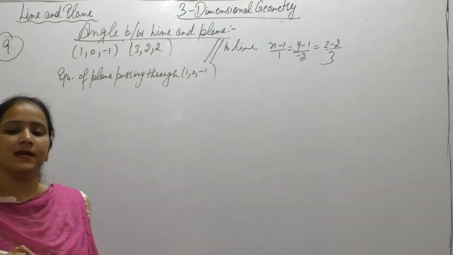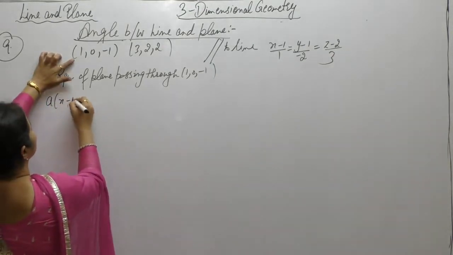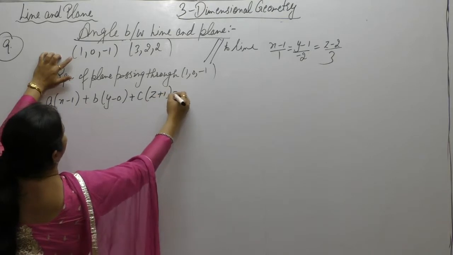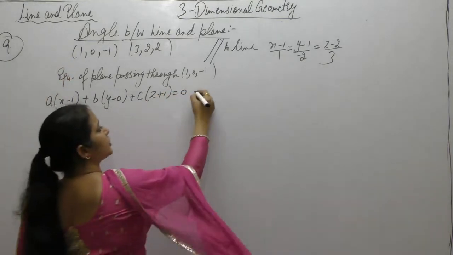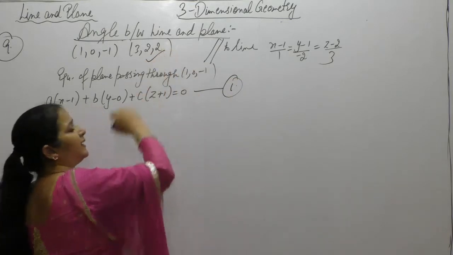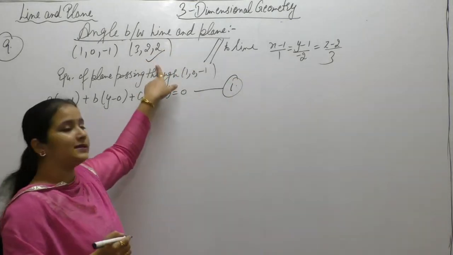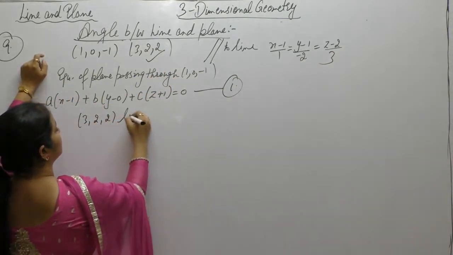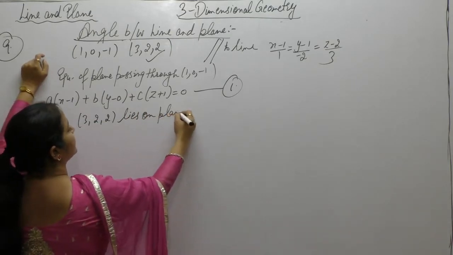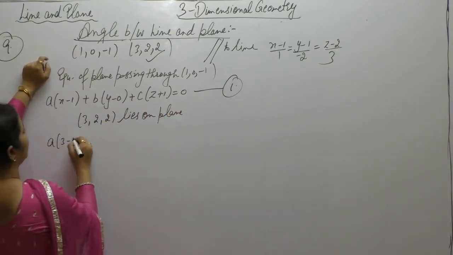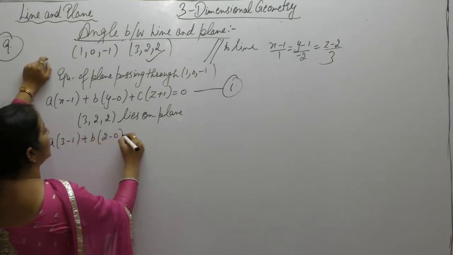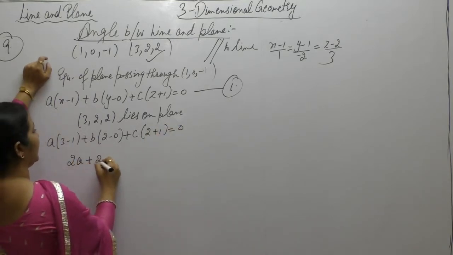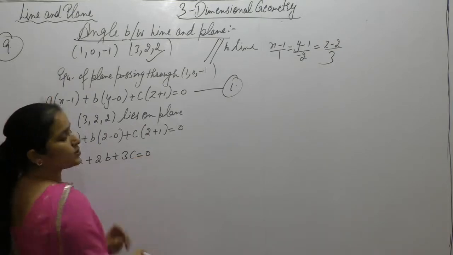The equation of a plane passing through one point (x1, y1, z1) is a(x - x1) + b(y - y1) + c(z - z1) = 0. This is the equation of the plane. Now, the plane also passes through (3, 2, 2). So what we get? 2a + 2b + 3c = 0.